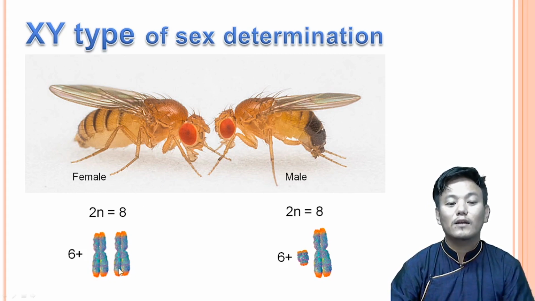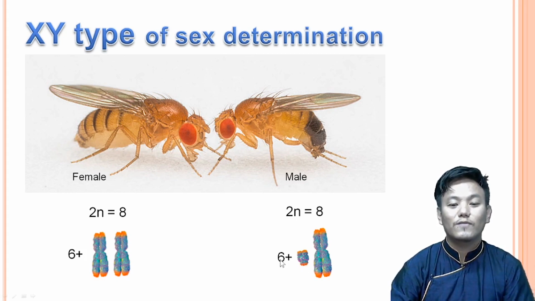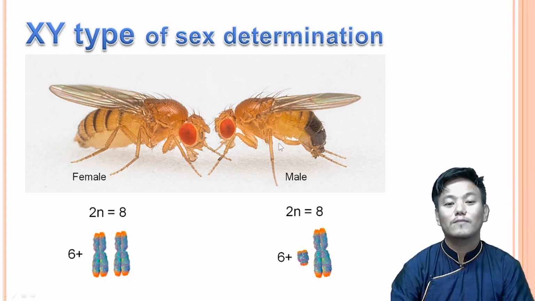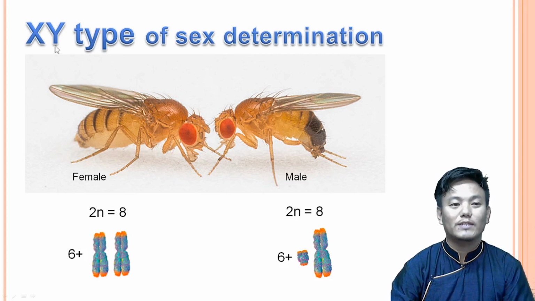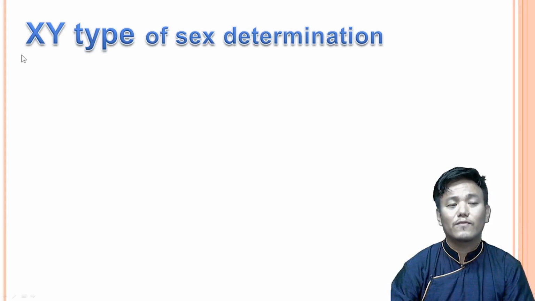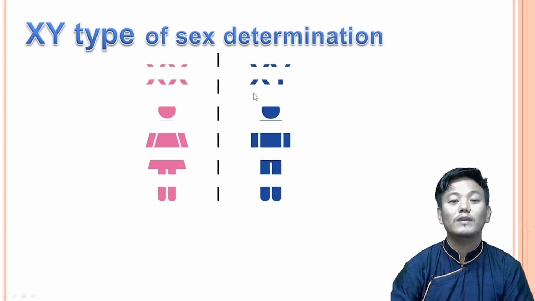In females, there are 2 X chromosomes, whereas in males, there is only 1 X chromosome plus one smaller chromosome called the Y chromosome. So the difference lies in the composition of the sex chromosomes. In females, the sex chromosomes are the same, both X chromosomes, whereas in males, there is 1 X chromosome and 1 Y chromosome. So the XY type of sex determination is derived from the composition of chromosomes in male Drosophila.